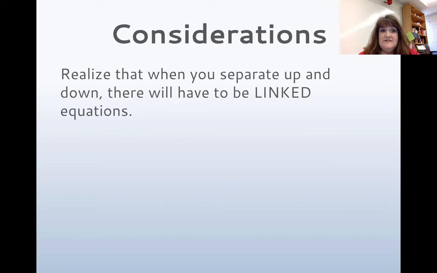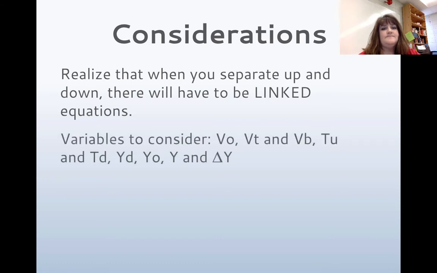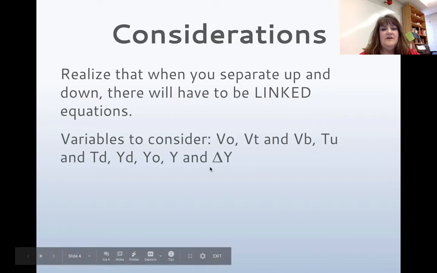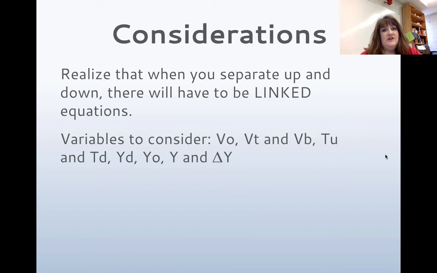So considerations: realize that when you separate up and down, there will have to be some linked equations because you can't find everything with what you're given. Variables to consider, you now do have what is that, 369? Notice that you also have a delta y. Delta y is y minus y naught, okay?